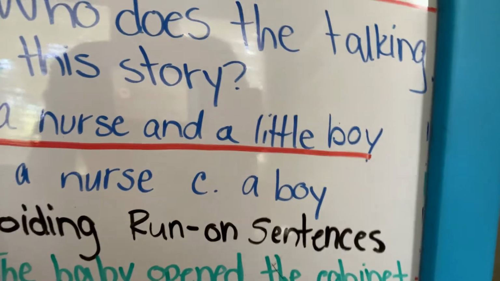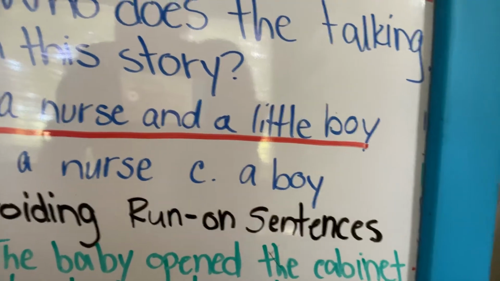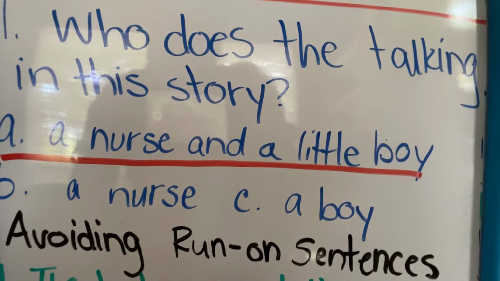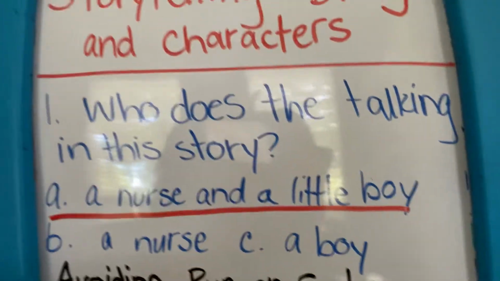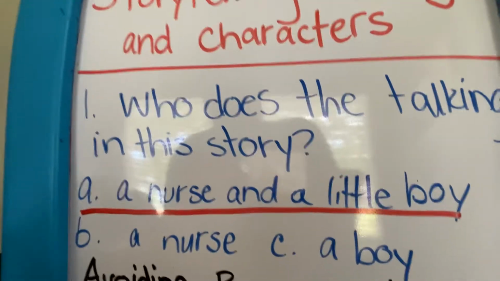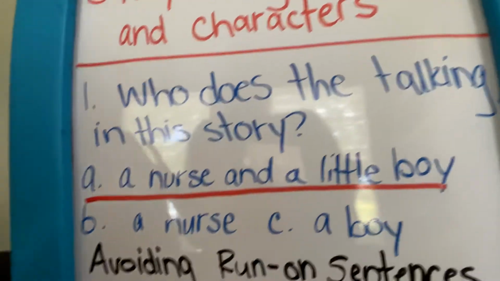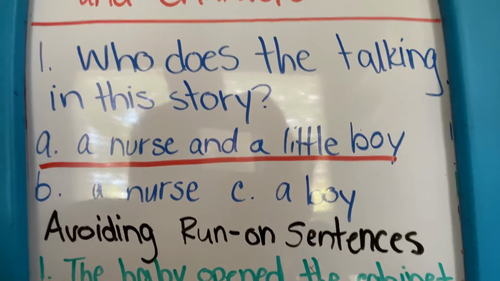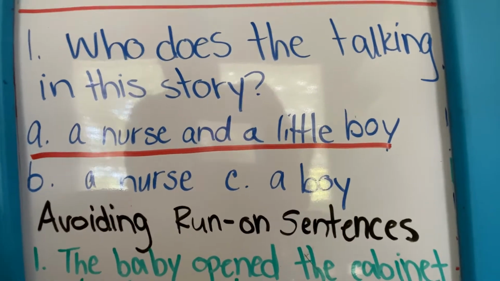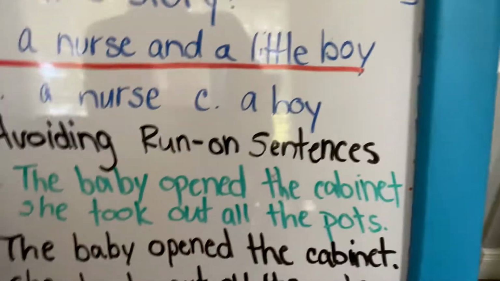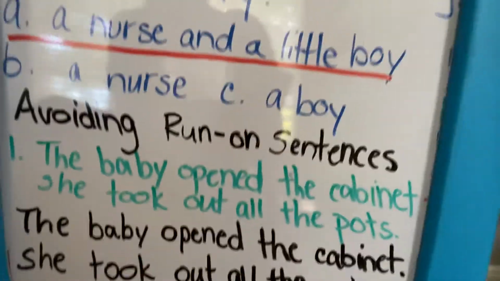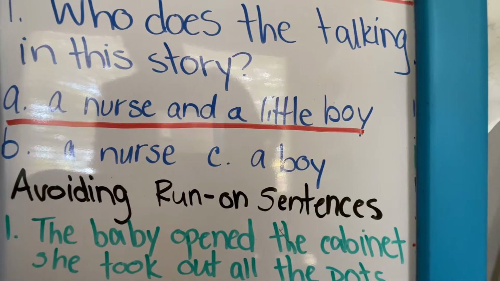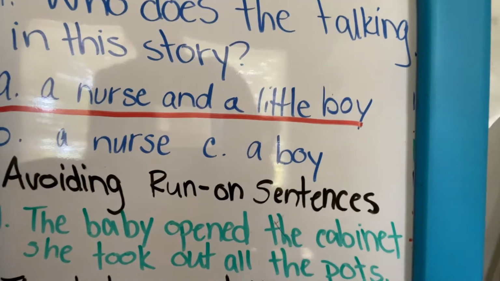So you guys are going to underline the correct answer, okay? You guys are going to do this for 1 through 4. And then on the back, it talks about avoiding run-on sentences, okay? Remember that good writers divide run-on sentences into 2 or more sentences. So what I want you guys to do is you're going to revise each run-on sentence, write 2 shorter sentences to make the meaning clear.